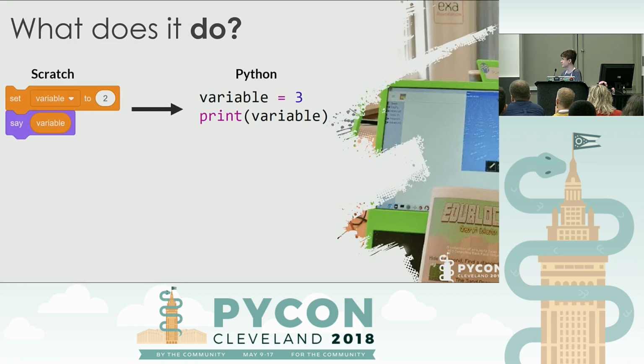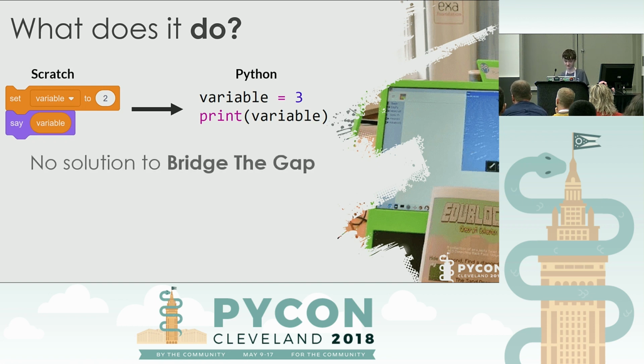This is a typical Scratch program on the left. You set a variable and then print the variable. And this is Python on the right. You can see that Scratch is drag and drop. It's got the visual blocks. But then when you go into Python, straight away you have to type it out. And for high school kids, about age 11, this can be quite daunting if you've never done it before. So there's no in-between solution to bridge the gap.